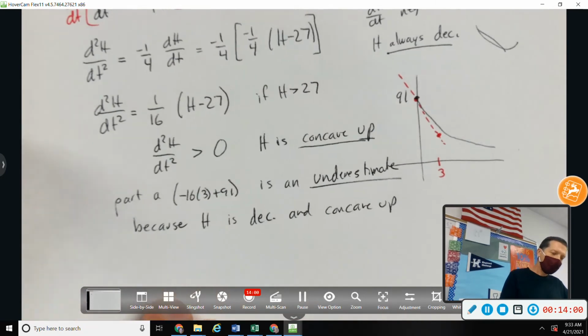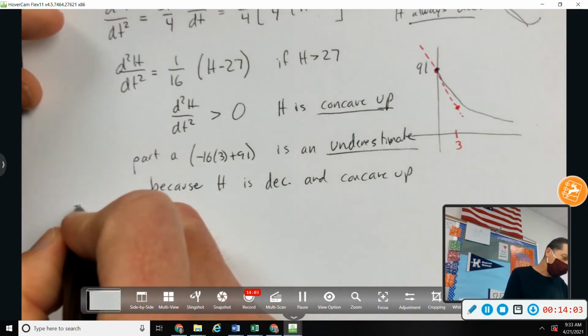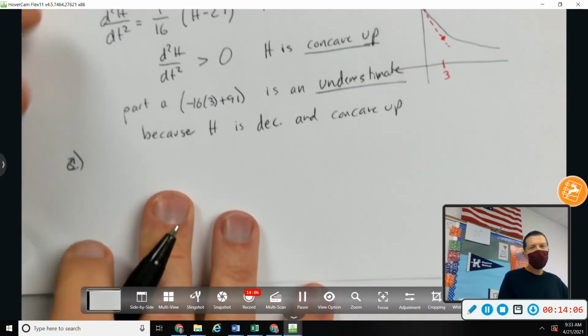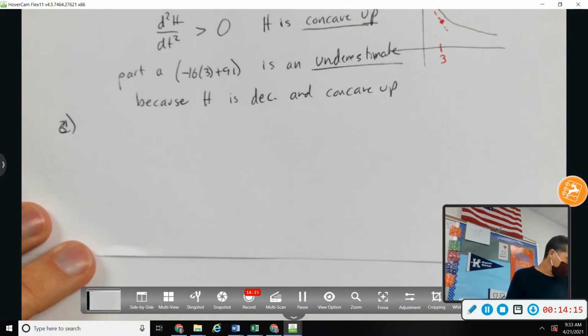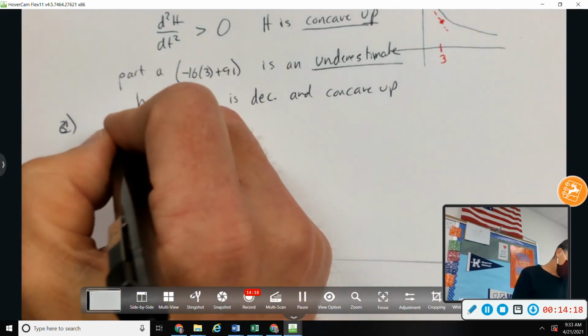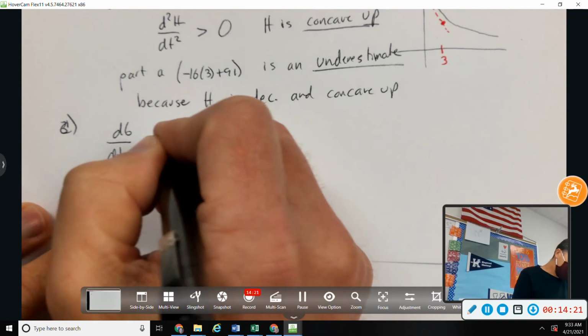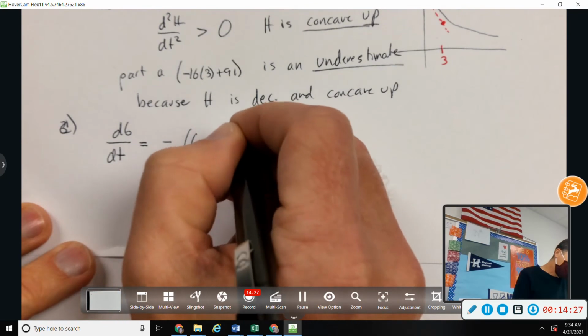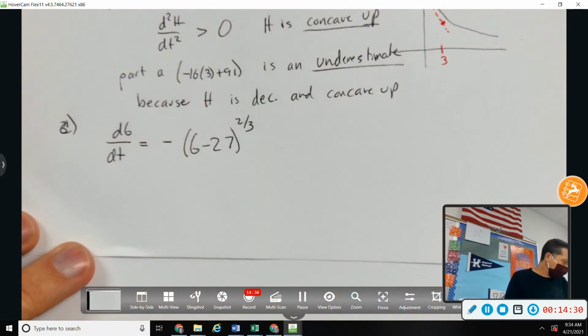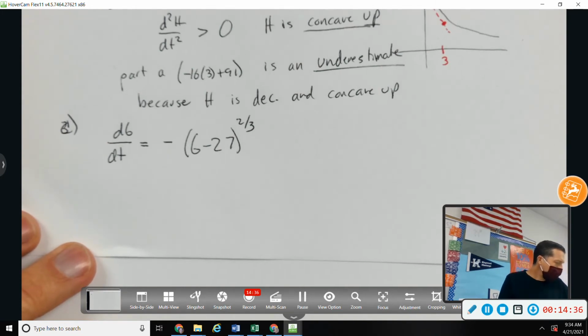This is definitely one of the harder free response questions. The potato problem. Part C, for T greater than 10, an alternate model for the internal temperature of the potato at time T is modeled by this. dG dt is negative G minus 27 to the 2/3. Find an expression for G of T. Find an expression for G.